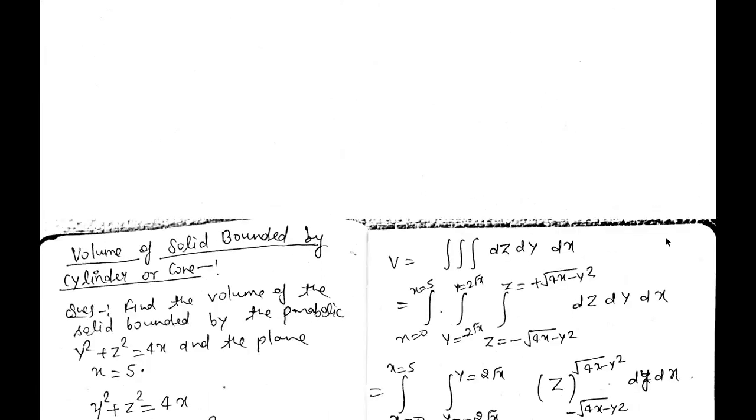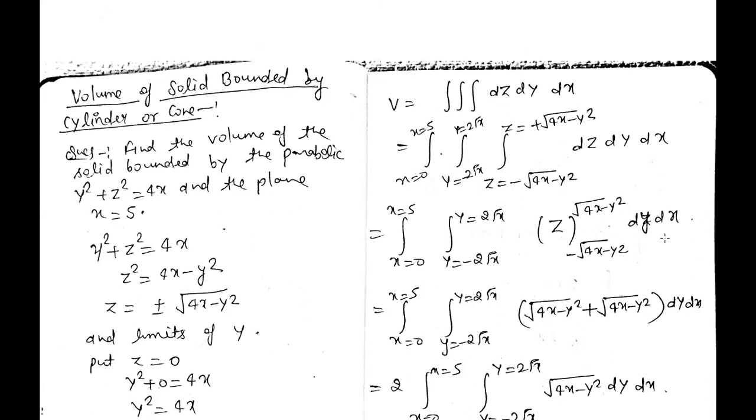Now volume of solid bounded by cylindrical cone. So there is an example here. So we will take our example. Find the volume of the solid bounded by the parabolic paraboloid and the plane x is equal to 5. So we have our circle, and this is our plane x is equal to 5.